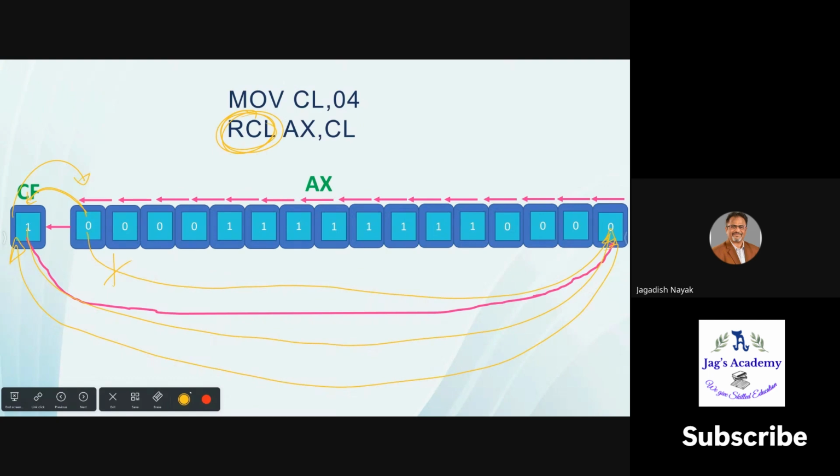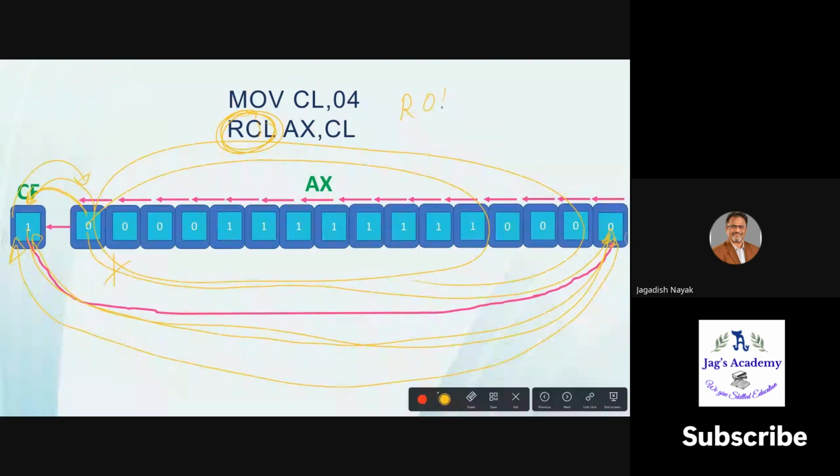This is not the case of ROL. Rotate will simply rotate within the register, but every time, while rotating right, the bit will go to the carry flag, and while rotating left, it will go to the carry flag. So try to know the difference between ROL and RCL, which is very, very important.